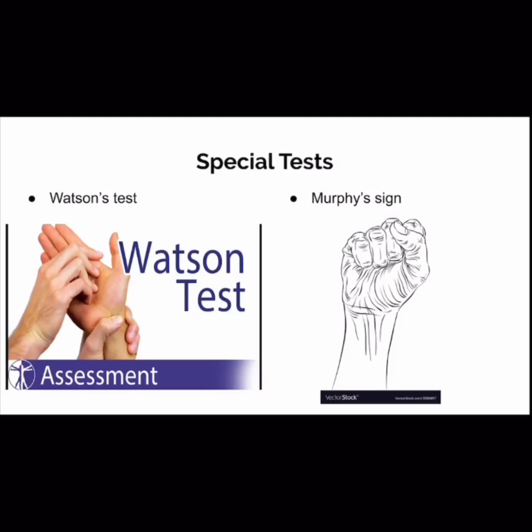The test is considered positive if the second, third, and fourth metacarpals are not in alignment. However, as seen in the picture, you can see that the third metacarpal is slightly raised compared to the second and the fourth.